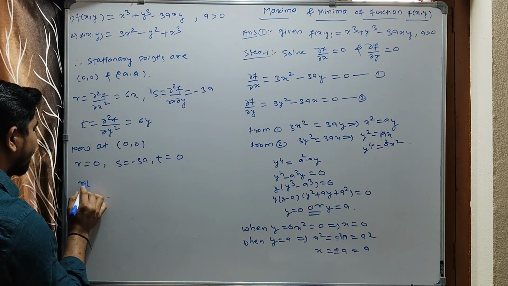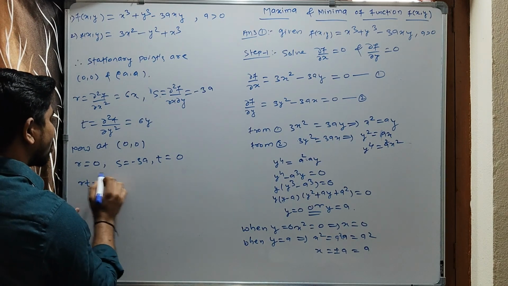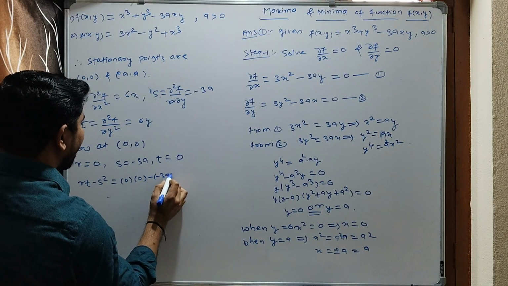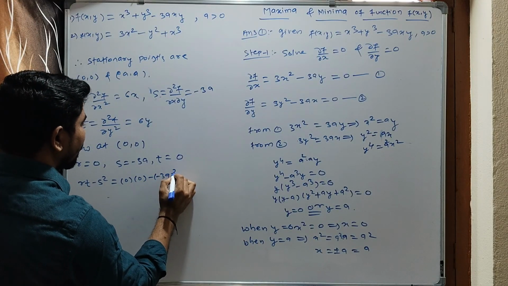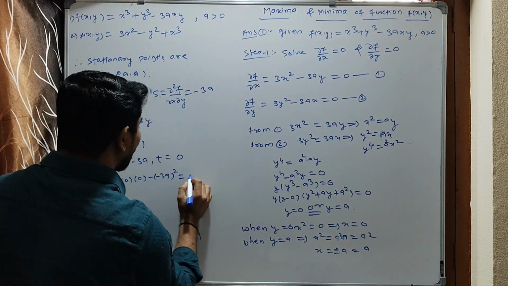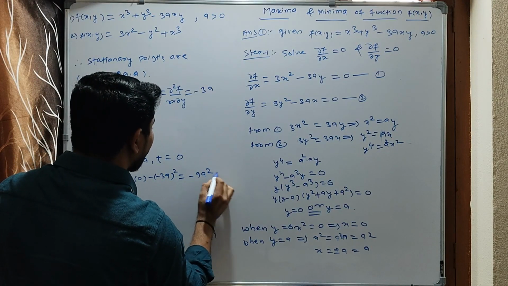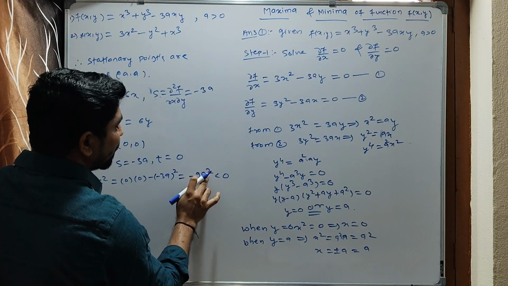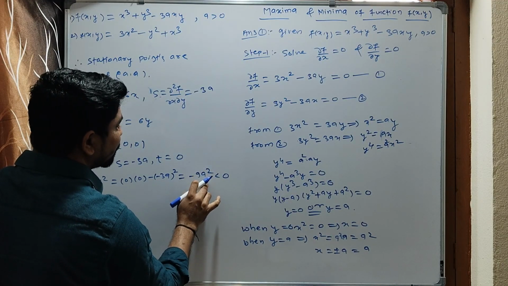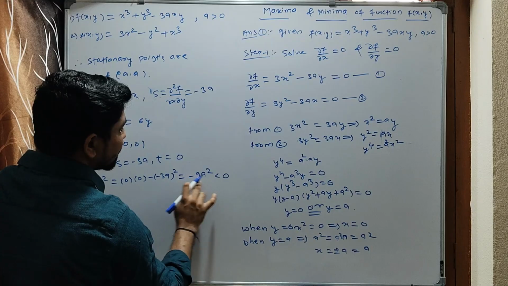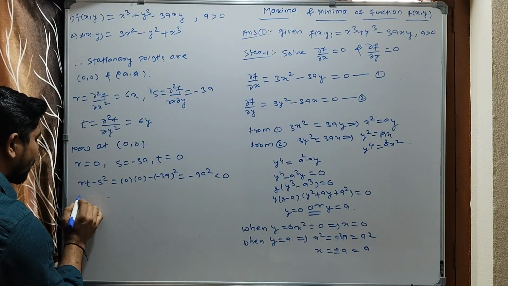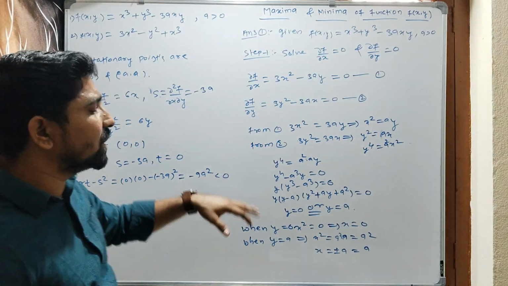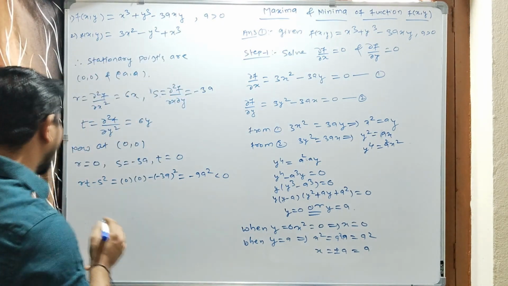Therefore rt minus s square equal to 0 into 0 minus of minus 3a whole square equal to 0 minus 9a square which is less than 0. Here a square is greater than 0 because a is greater than 0, but this is 9 with a minus sign, so this whole quantity is less than 0. Therefore rt minus s square is less than 0, and at that time your function neither has maxima nor has minima.